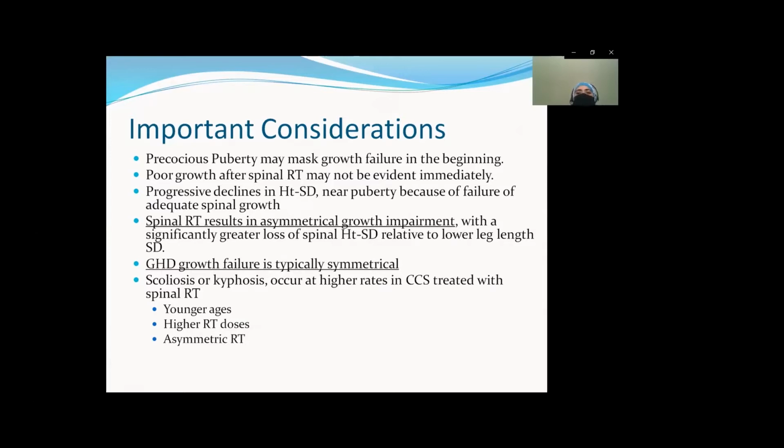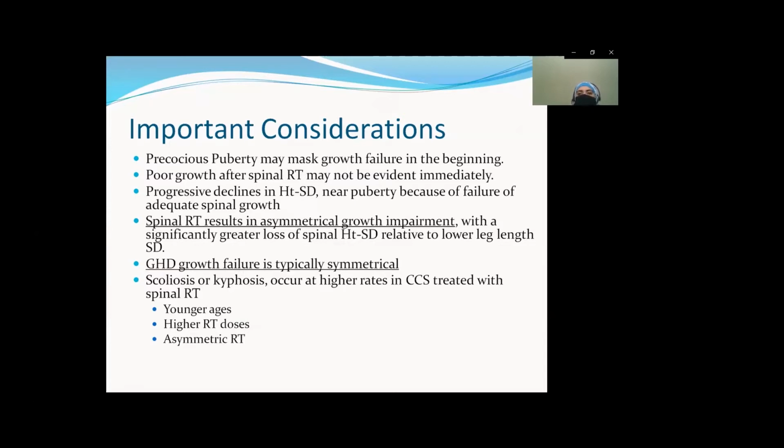Also, children who have or will have poor growth because of radiation to their spine, you may not pick up on that earlier on, and they will present to you with growth failure more close to puberty, when the growth spurt does not happen because the spinal growth is impaired. These kids typically have asymmetrical growth, where the limbs continue to grow, but the torso doesn't grow. While the children who have growth hormone deficiency have more symmetrical short stature.